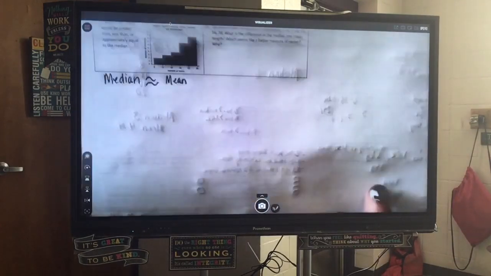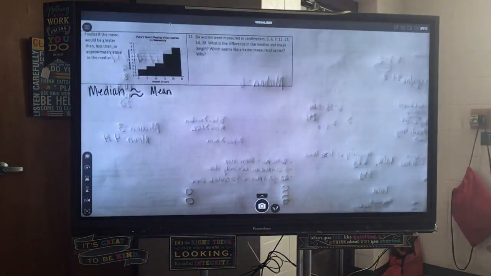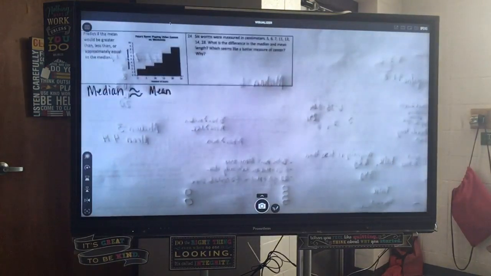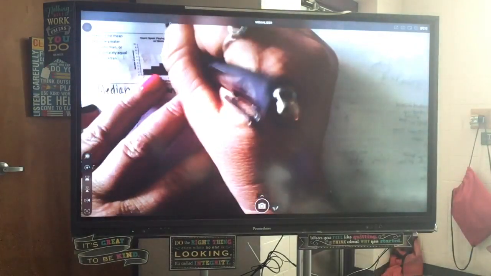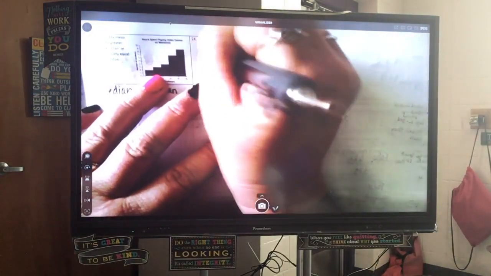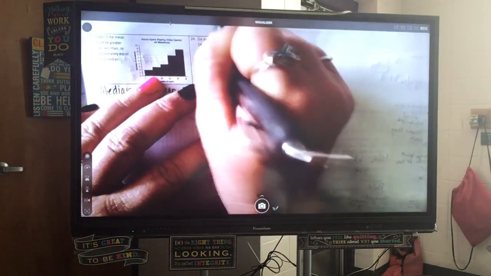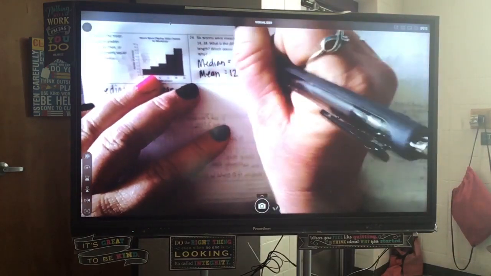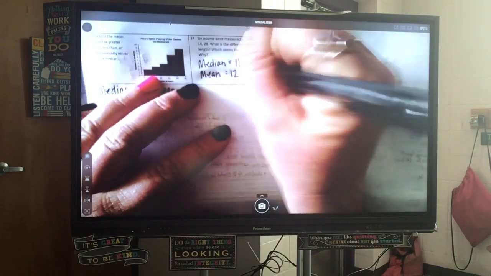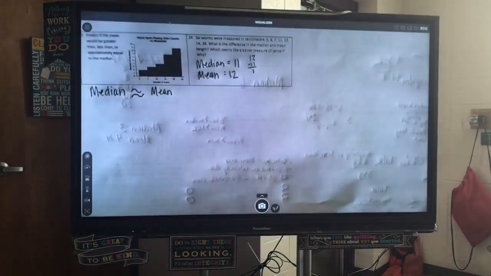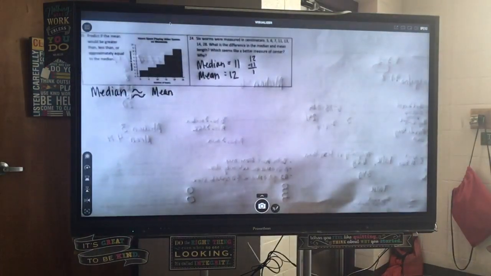All right, last one, number 24. We have about a minute before the bell's going to ring. It says, what is the difference between the median and the mean? So your median for this one is 11. Your mean for this one is 12. So the difference is 1. So which one seems like a better measure of center and why? Does the median seem like a better measure, or the mean?